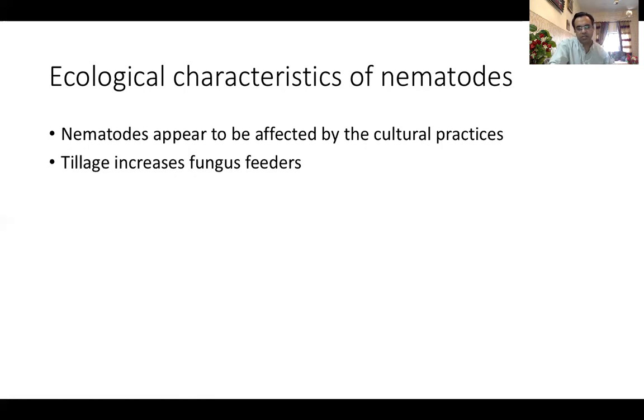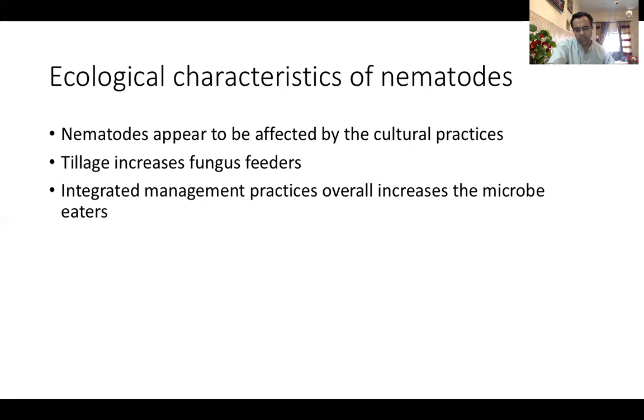It has been observed that with increased tillage, the fungus feeders increase in population. This may be because when we increase tillage, we promote aeration of the soil. And in this way, fungal attack on the available organic matter increases. And with the increase in fungal population, nematodes which feed on fungus also increase.